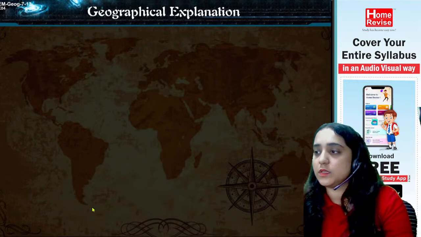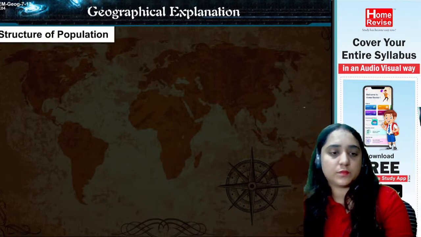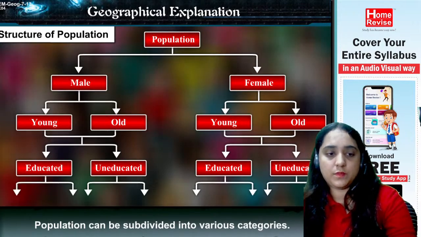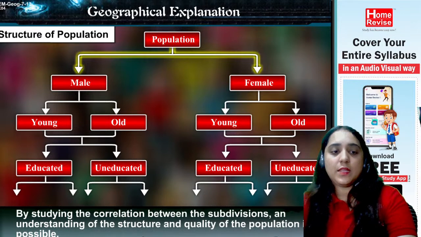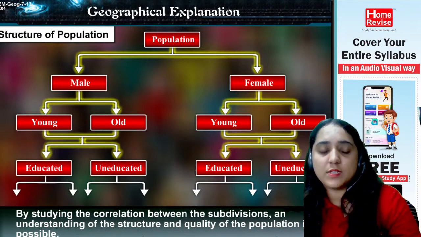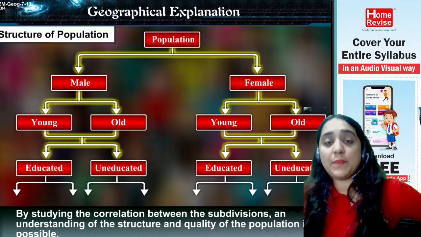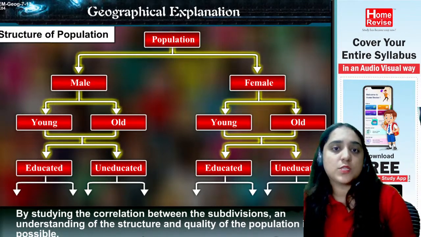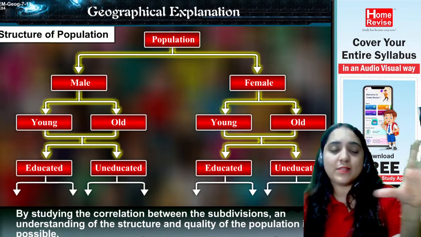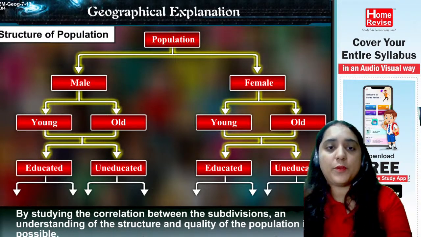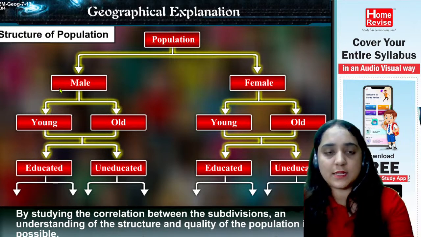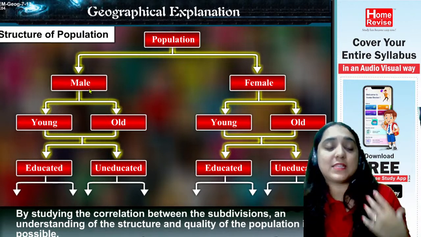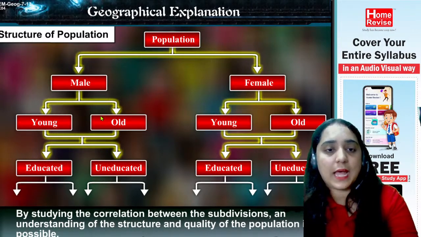Geographical explanation. Yes, please pay attention. Structure of population. Population can be subdivided into various categories by studying the correlation between the subdivisions. When we talk about the structure of the population, that means what kind of population we have in a particular place. So at that time, it plays a very important role. This hierarchy, please pay attention. See, the population is first divided into two parts. It depends upon the number of males and the number of females. After that, we can subdivide it into the young ones and the old ones.